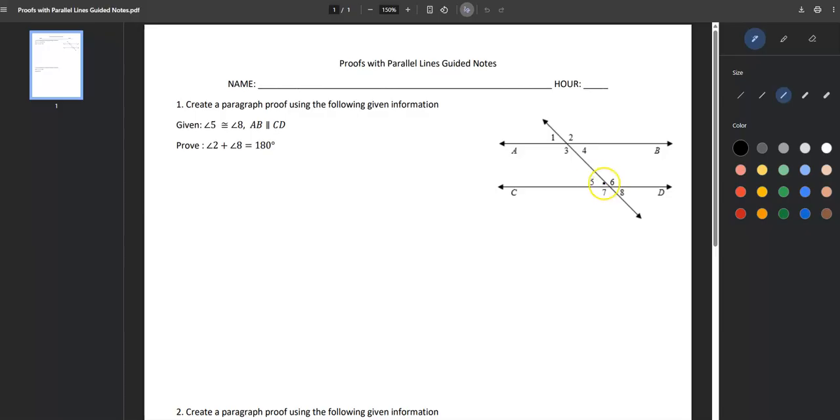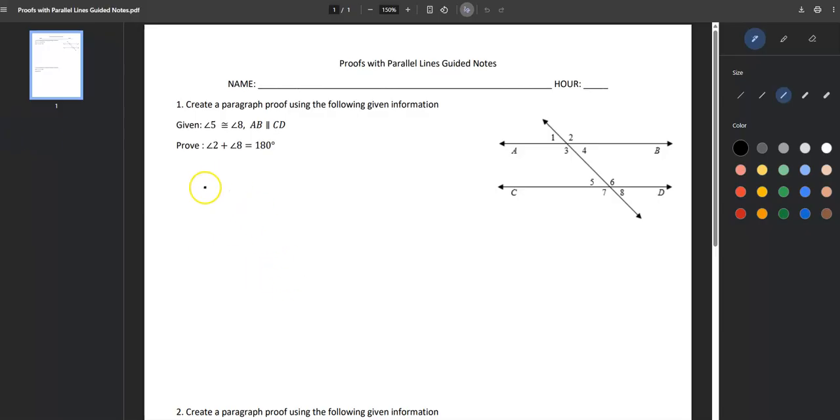So there are multiple ways to do this, and the key probably has one way. I'm going to do maybe a little bit different way than the key, but there's more than one way to get to angle 2 and angle 8 being supplementary, or equal to 180. So the whole point of this is we're going to put a bunch of if-then statements together to prove this. Okay, so here's how we start this.